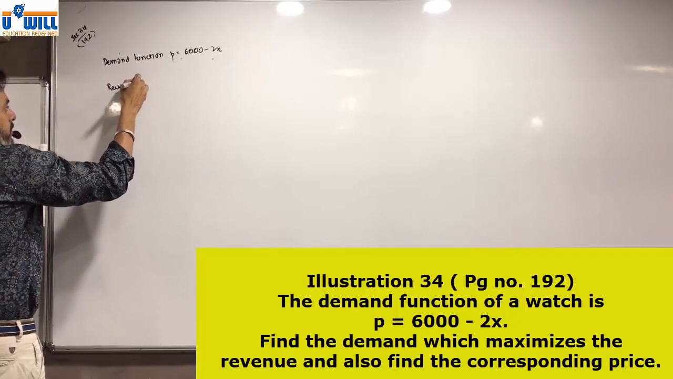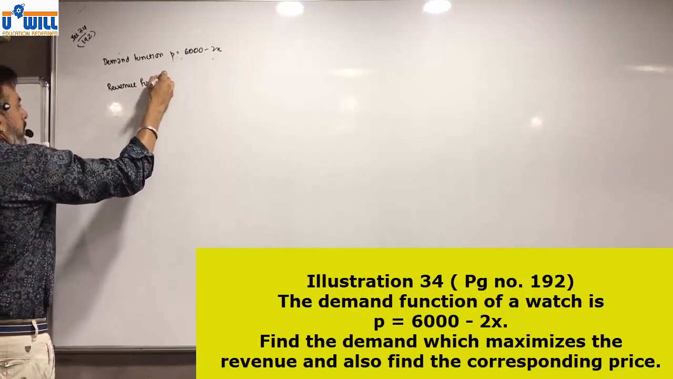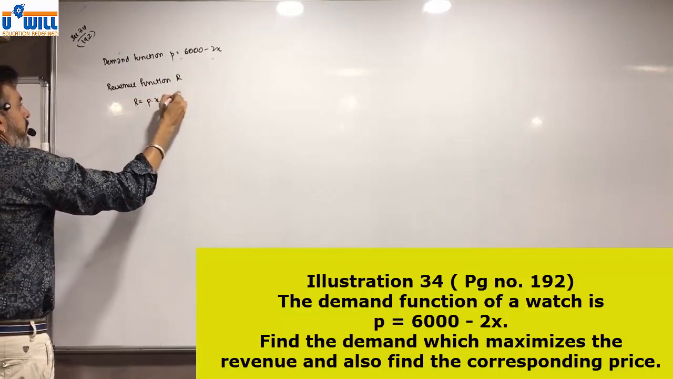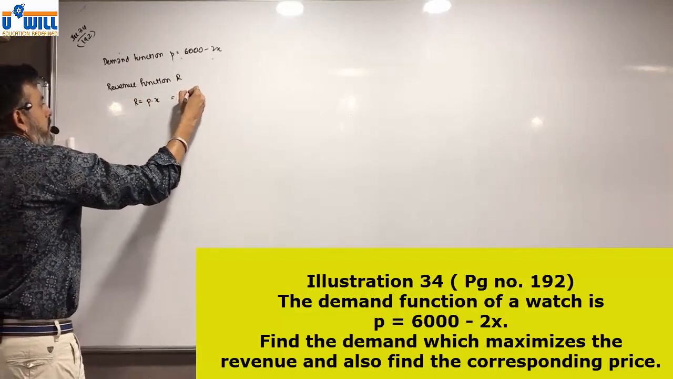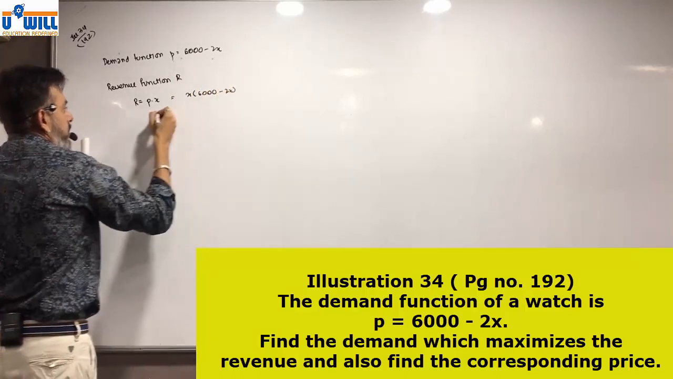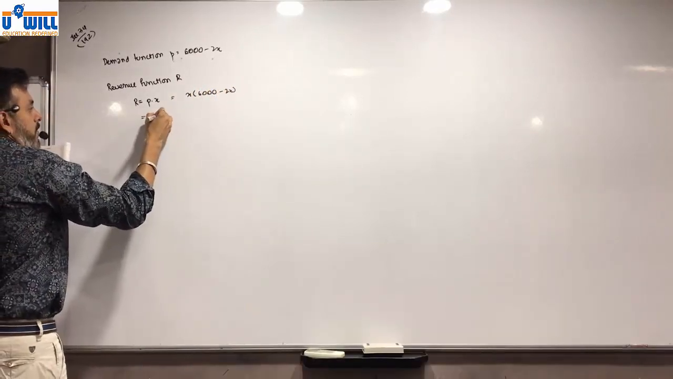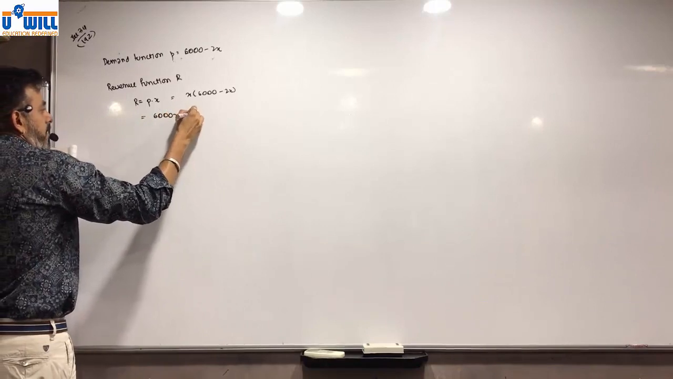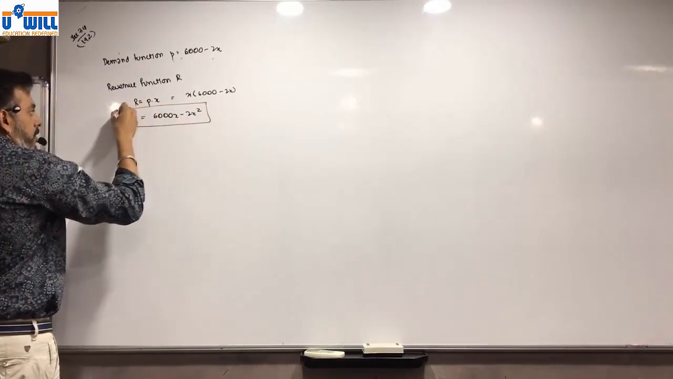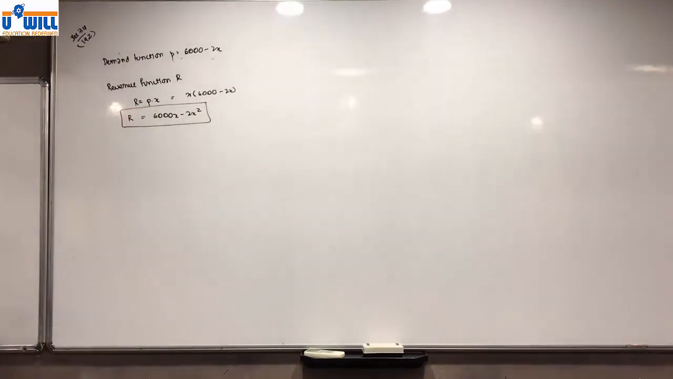Revenue function R. R is equal to P into X, which is equal to X into 6,000 minus 2X, which is equal to 6,000X minus 2X square. We got the revenue function.